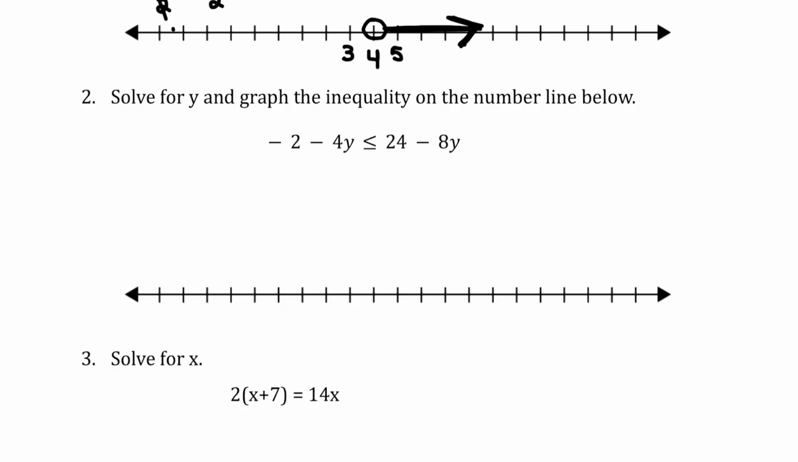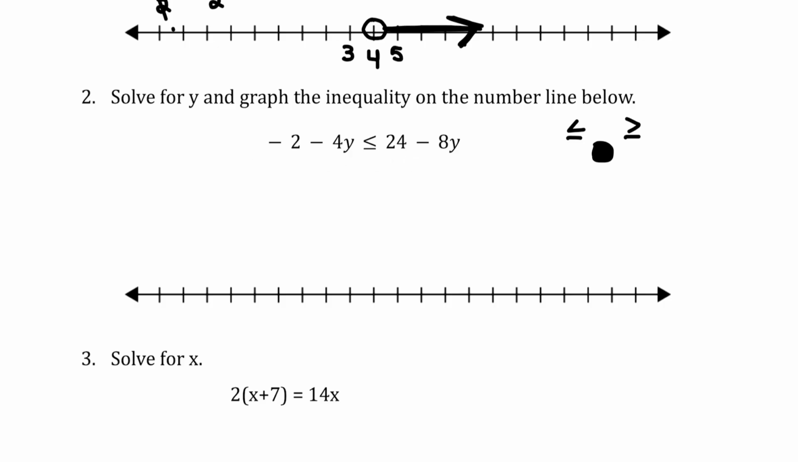Solve for y this time and graph the inequality. So same question, except this time we now have variables on both sides of our inequality symbol. And the inequality looks a little bit different. So this one is a less than symbol. And when we have a less than or equal to or greater than or equal to symbol, we use a closed in circle for graphing. So our goal is we want to get y on one side of the inequality and our constants, which is -2 and 24, on the other side.